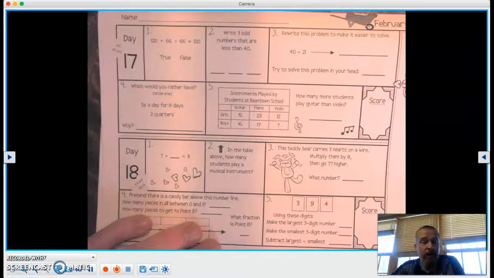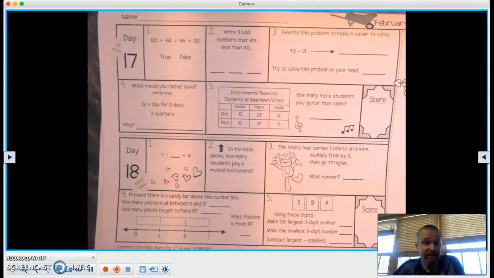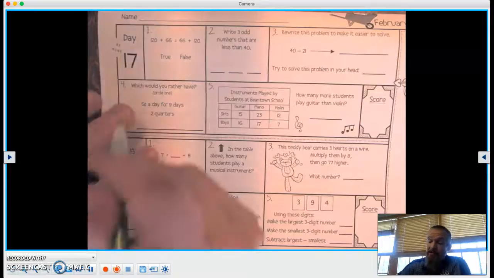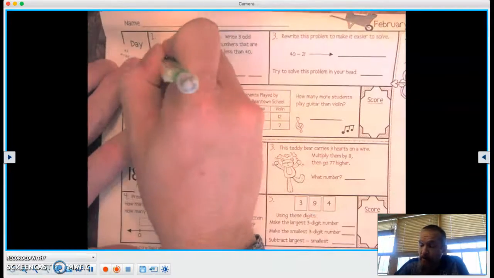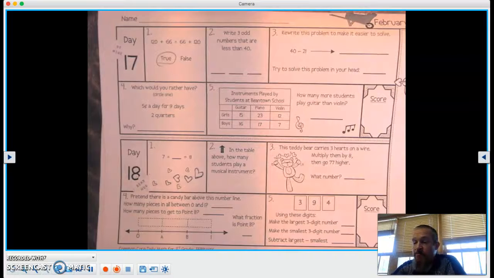All right, number one, 120 plus 66 equals 66 plus 120. That is true. I don't even need to do the addition because the commutative property of addition says that is going to be true. Doesn't matter which way you have the numbers, they are going to equal each other.